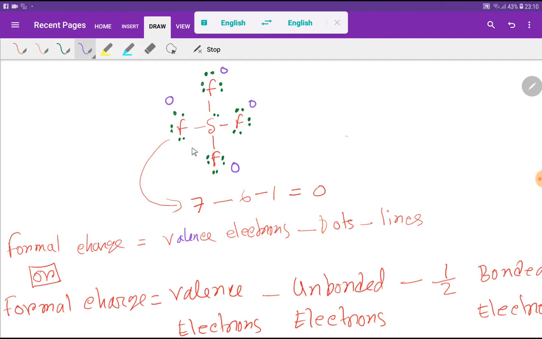Now we have to find out the formal charge for this sulfur. So you know that the valence electron of sulfur is 6, then dots attached to this sulfur is 2, then lines attached to the sulfur is 4. So basically we are getting 0. So the formal charge for this sulfur is 0. So all the atoms of sulfur tetrafluoride have 0 formal charge. So this is the best Lewis structure.